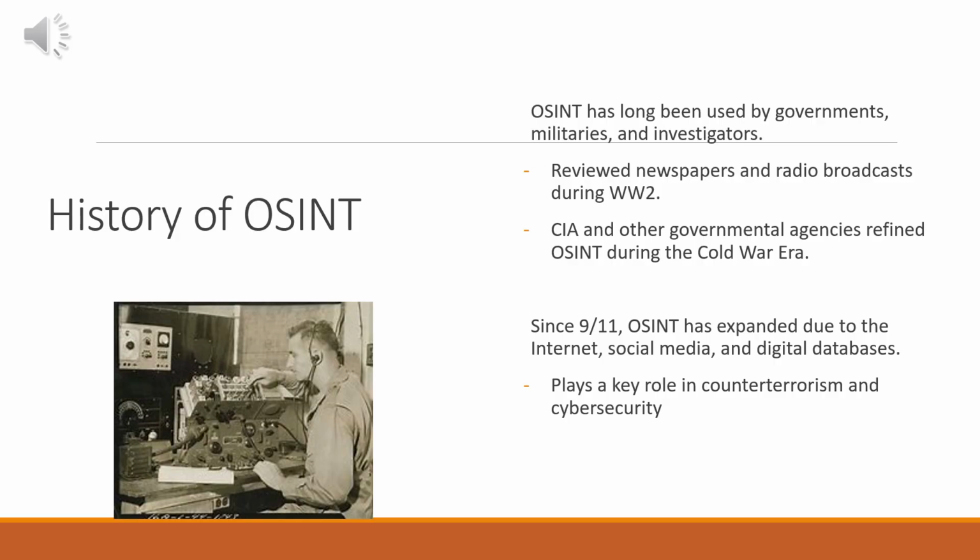Open source intelligence has been used for quite some time, although not as long as our last topic, operational security. Governments, militaries, and investigators alike have been using open source intelligence since World War II at least. Analysts reviewed newspapers and radio broadcasts to try to glean any information during World War II. Then, during the Cold War, open source intelligence was refined by the CIA and other agencies who used news reports, public records, and intercepted broadcasts.